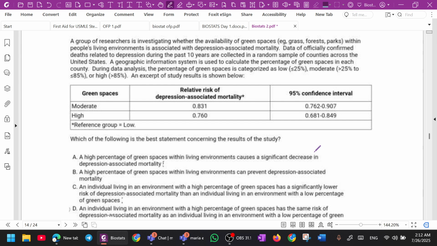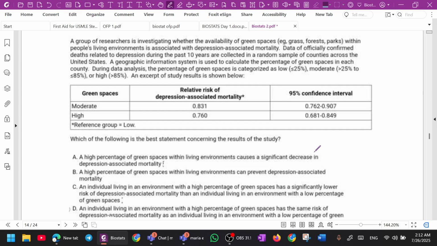A group of researchers is investigating whether the availability of green spaces, grass, forest, parks within people's living environment is associated with depression associated mortality. Data of officially confirmed deaths related to the depression during the past 10 years are collected in a sample of random samples of counties across the United States.